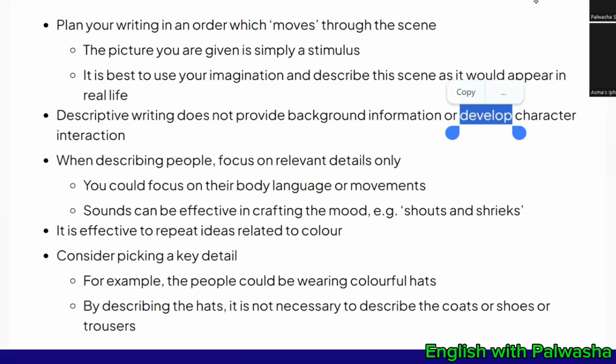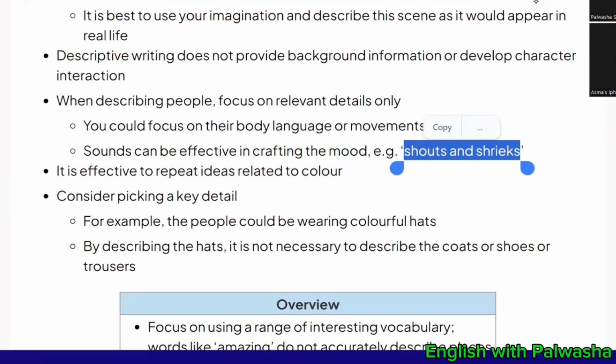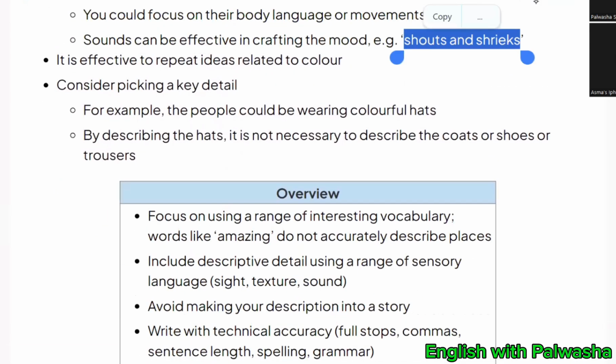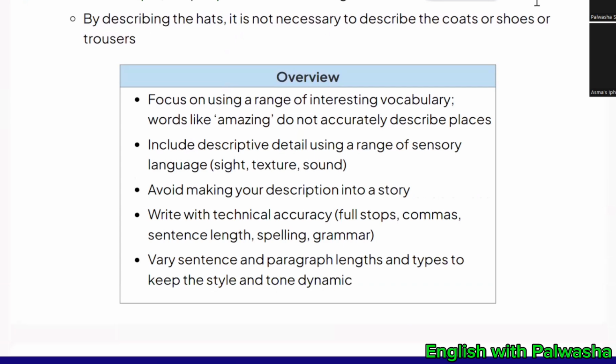You could focus on their body language or movements, their shouts and shrieks, as I told you, how they were feeling, what they were doing, and the effective sounds. For example, the people could be wearing colorful hats, and by describing the hats, it is not necessary to describe the coats or shoes or trousers as well, but just a bit of it. Focus on using a range of interesting vocabulary; words like amazing do not accurately describe places. Include descriptive detail using a range of sensory language.